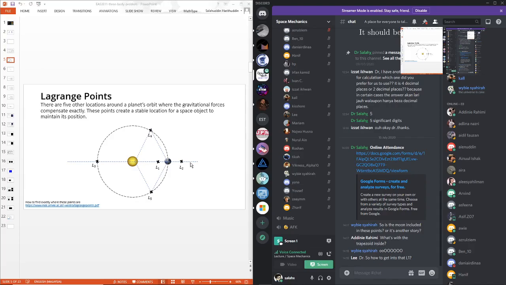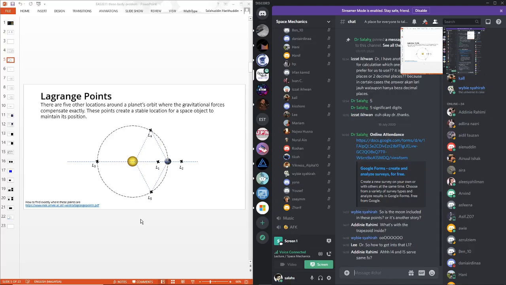Okay, so what's the trapezoid inside? There's nothing trapezoid inside. This is actually just to show a distance. L4 and L5 are about equidistant from Earth and from the Sun. Okay, it's about the same distance. So at these two points, L4 and L5, they receive about the same gravity pull from both Earth and the Sun. So that's why L4 and L5 are also a parking spot, I would say. If you're stuck there, you're going to be stuck there for a long time.